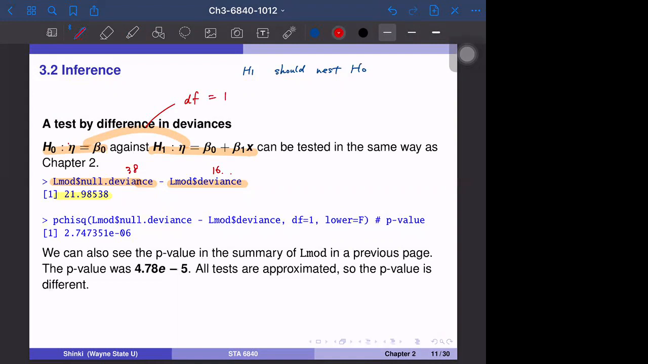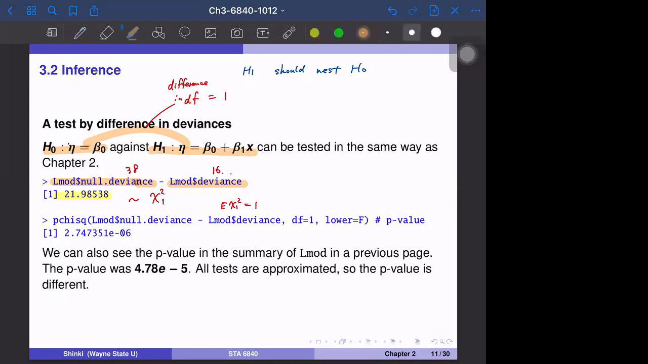So this follows a chi-square distribution with df 1. Obviously this 21.9 is very large. The expectation of a chi-square 1 distribution is 1, since chi-square 1 is the squared standard normal distribution. So obviously it's very large and significantly different.